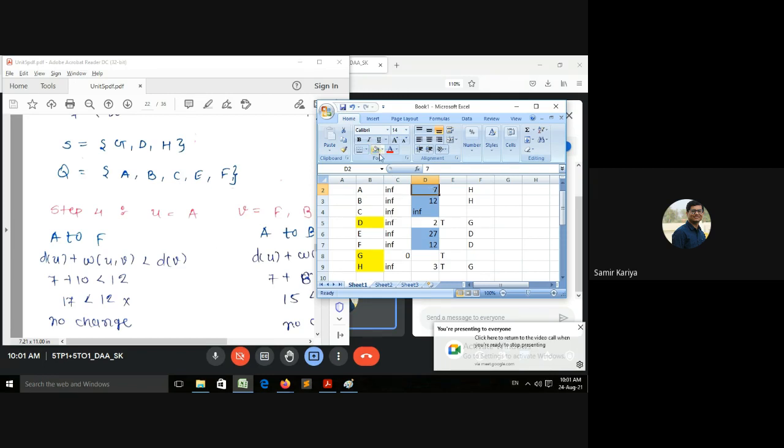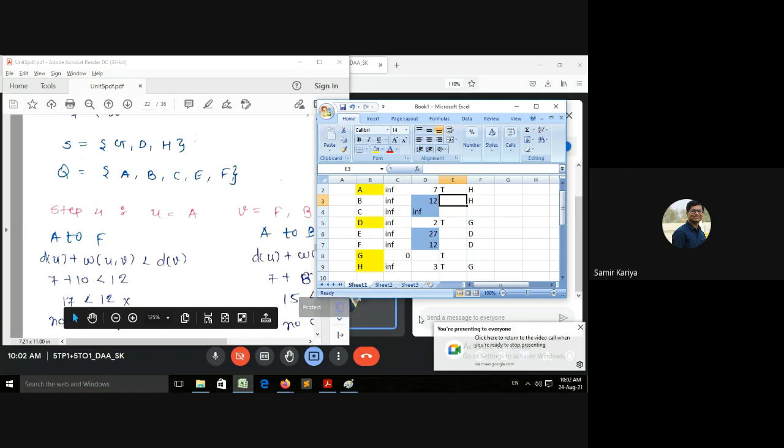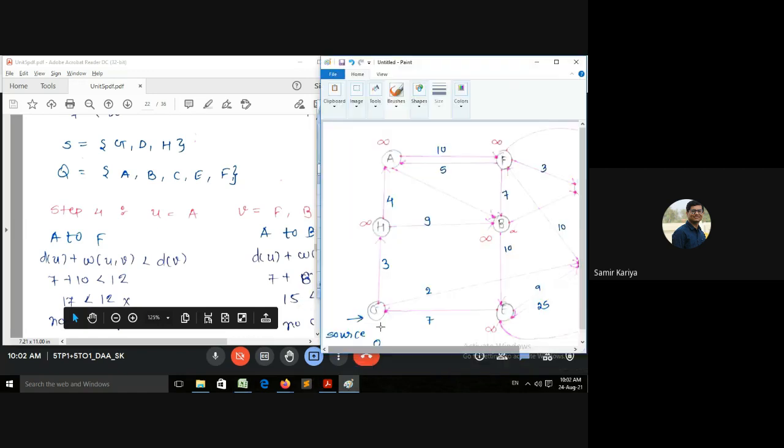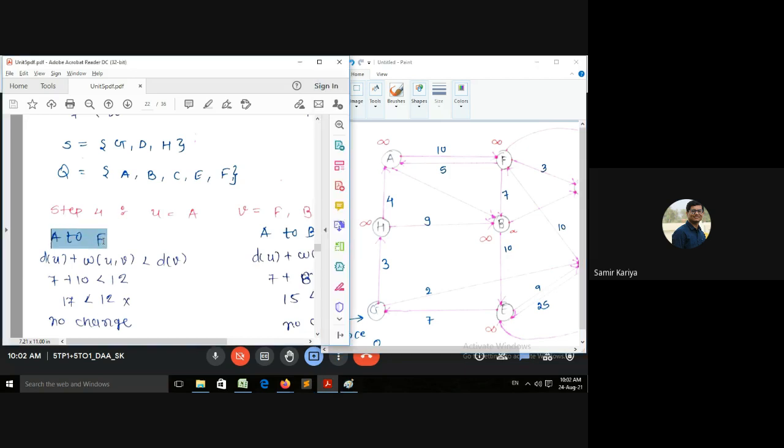Select this one, then just remove this color here, and here it's a yellow color. Here make the T, that's true, that means selected. Now just find out the direct edges from A. So direct edges from A are A to B and A to F. Only there are two edges. So let's find out A to F.